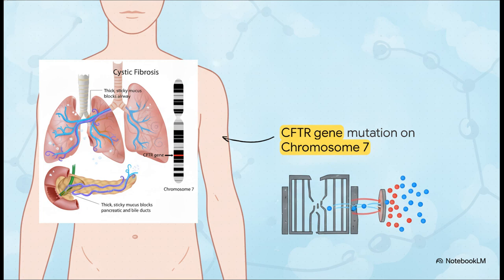Now, CF is essentially caused by a broken cellular gatekeeper. The CFTR gene, which sits right there on chromosome 7, usually codes for a chloride channel that manages salt and water movement. But when it mutates, the whole system goes haywire. You end up with increased sodium chloride in your sweat and this massive resorption of sodium and water from the respiratory lining. And the result? Your airways literally dry out.